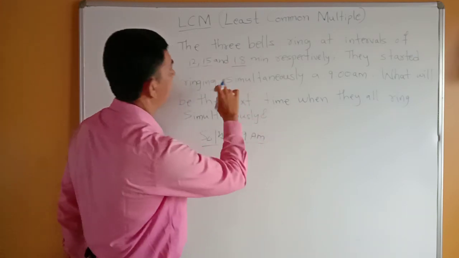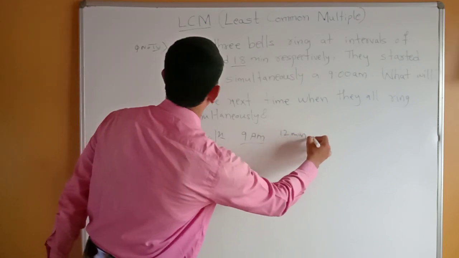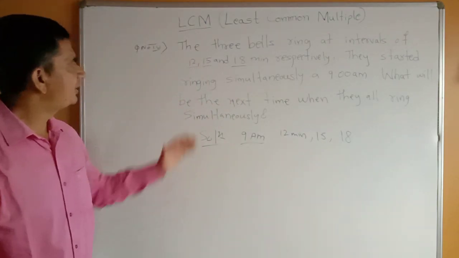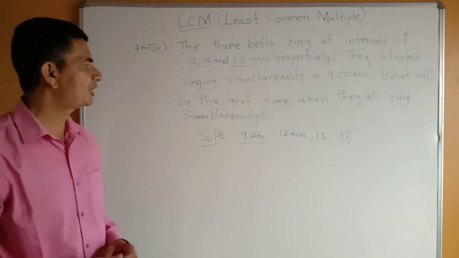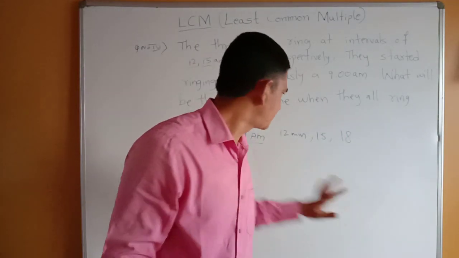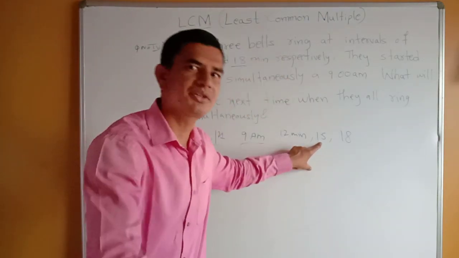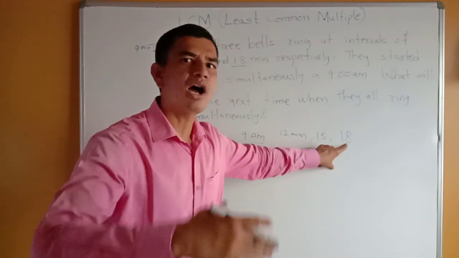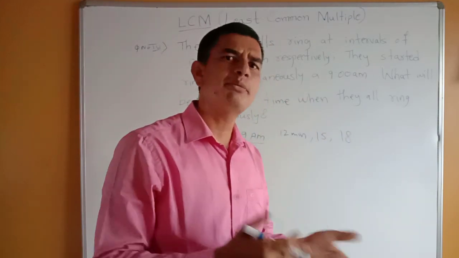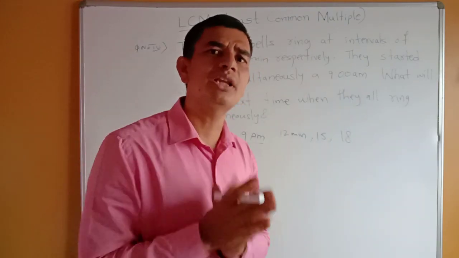But what they have started is 12 minute and 15 minute and 18 minute. What will be the next time when they all ring simultaneously? One bell is there, it's continuously ringing after every 12 minutes. Another bell is there, after every 15 minutes it is ringing. And another bell is there, after every 18 minutes it is ringing. After some hours, it may be 1 hour, 2 hours, again they will ring simultaneously, means at a time, all they will ring.